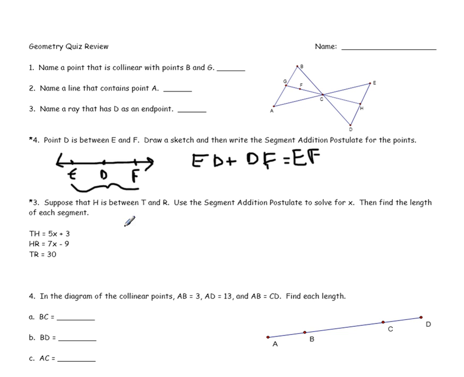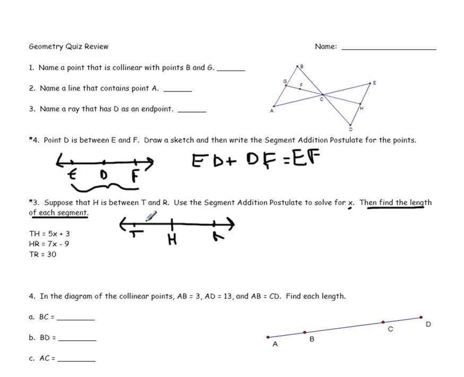Okay, number 3, suppose that H is between T and R. So I always draw my picture, T, R, and H is in between. Use the segment addition postulates to solve for X, then find the length of each segment. It's a good idea to highlight the final question so you don't forget.